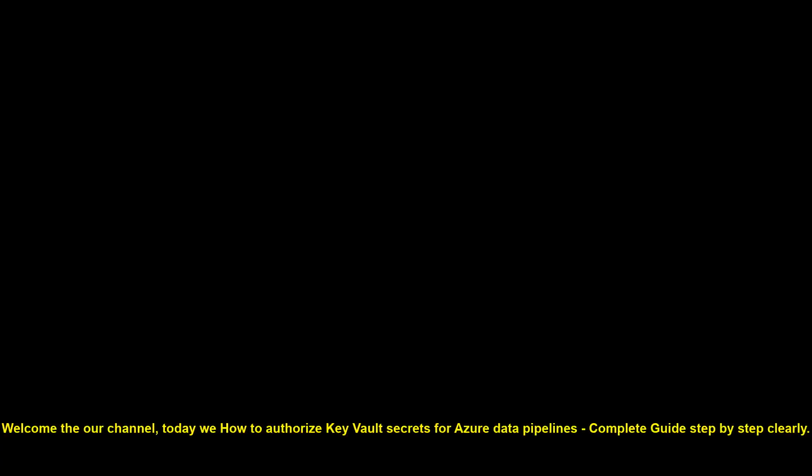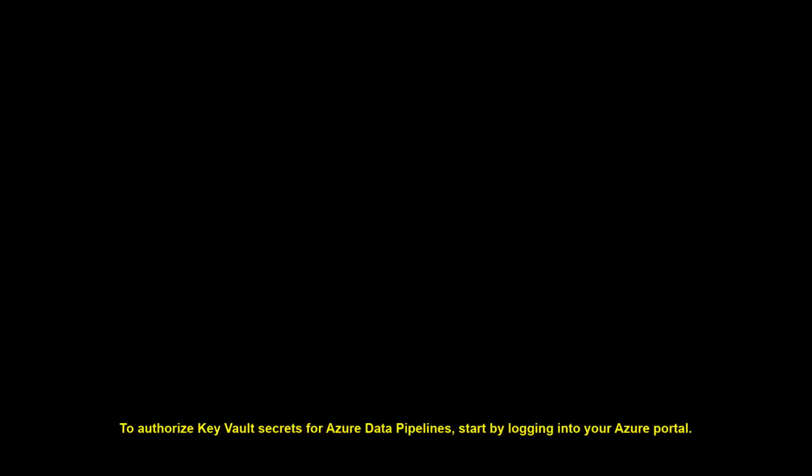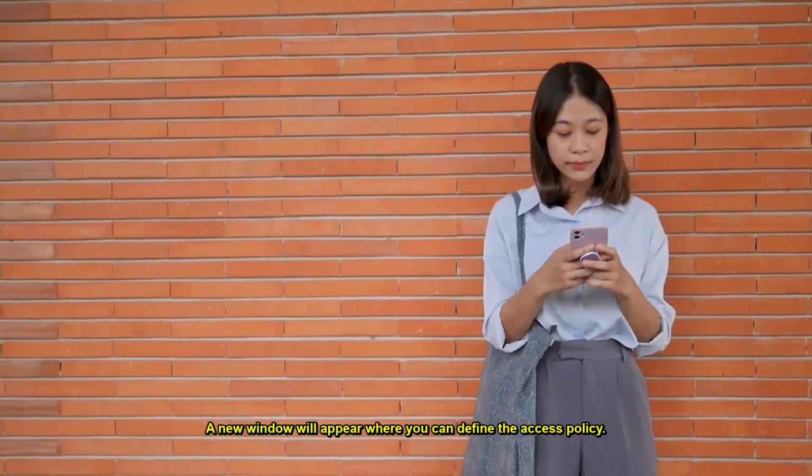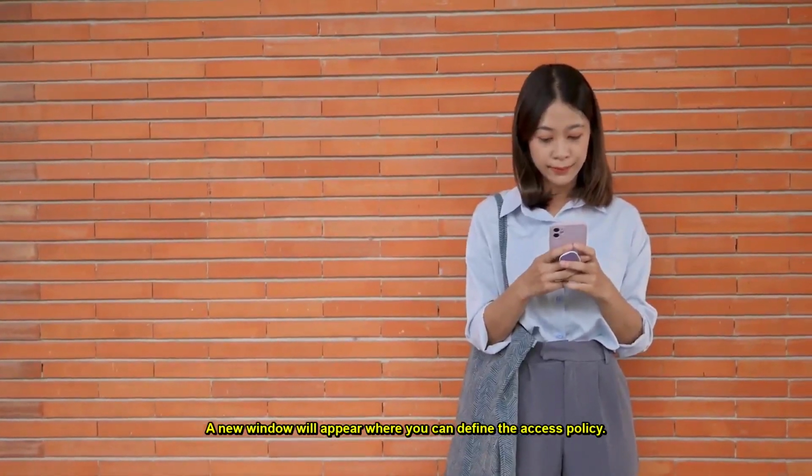step clearly. To authorize key vault secrets for Azure Data Pipelines, start by logging into your Azure portal. Navigate to the Azure Key Vault that contains the secrets you want to authorize. In the left sidebar, select the Access Policies section. Click on the plus Add Access Policy button. A new window will appear where you can define the access policy.